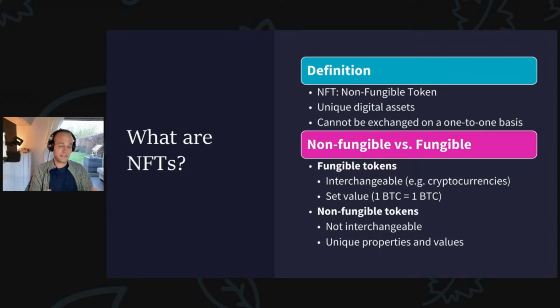So it's important to understand the difference between non-fungible and fungible. Fungible tokens are interchangeable, like, for instance, cryptocurrencies, like Bitcoin. If I give you one Bitcoin and you give me another Bitcoin back, it has the same value. It's interchangeable. If I give you $1, you give me $1 back, it's interchangeable. Same thing with euros or another currency. Now, non-fungible tokens are not interchangeable because they have unique properties and values. And what are these unique properties and values? We will show this a bit later in this session of the masterclass. But it's important to understand the concept of non-fungible.